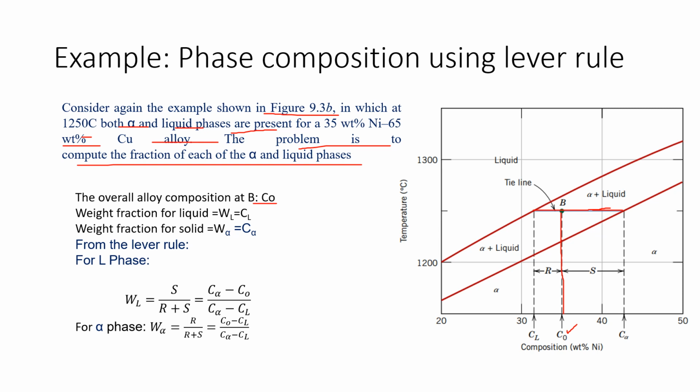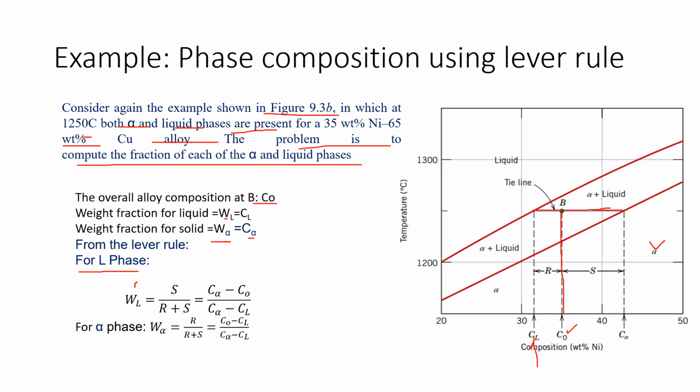The weight fraction for liquid is Wl, which corresponds to Cl. Wl we can also represent as W for weight fraction, and Cl, the composition of L. Similarly, the weight fraction for solid is W alpha, solid is alpha, and the composition is C alpha. From the lever rule for the liquid phase, the formula is W equal to S divided by R plus S.